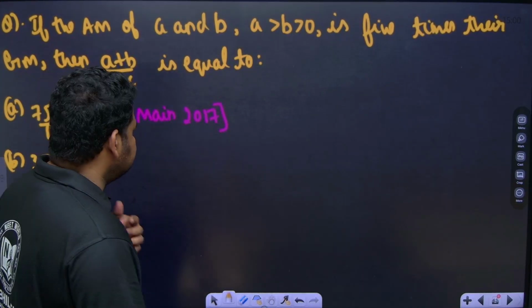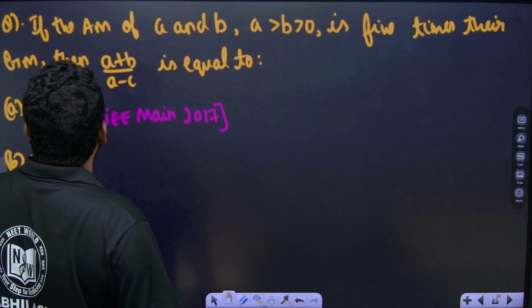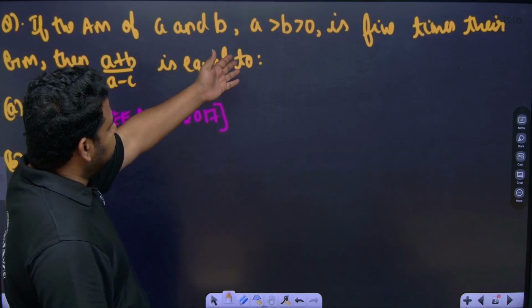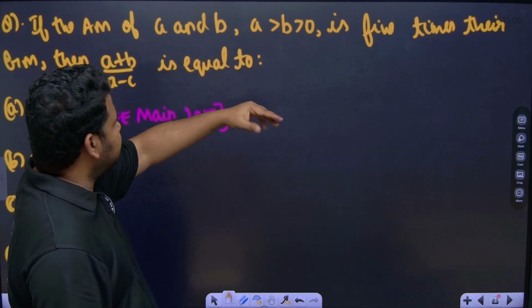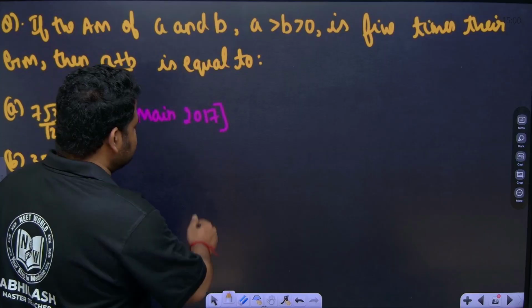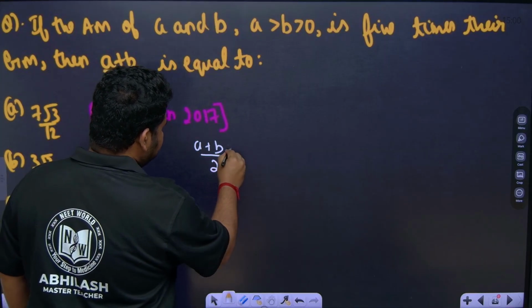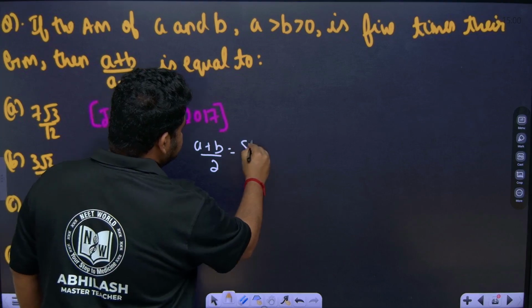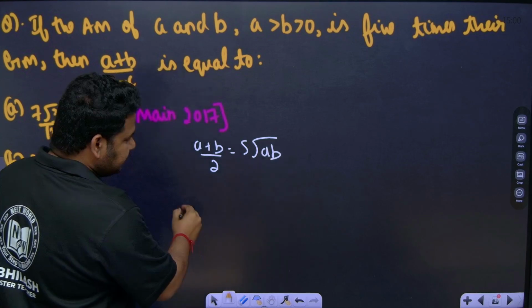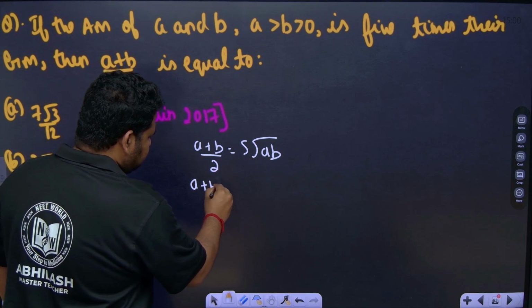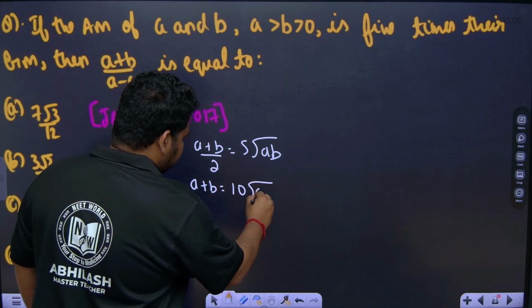Now, second method. What they have given is that the arithmetic mean of A and B, where A and B are positive and A is greater than B, is 5 times their geometric mean. So the arithmetic mean is nothing but (A plus B) divided by 2, equal to 5 times the geometric mean, which means root of AB. Write it as A plus B is equal to 5 times 2, that is 10 times root AB.